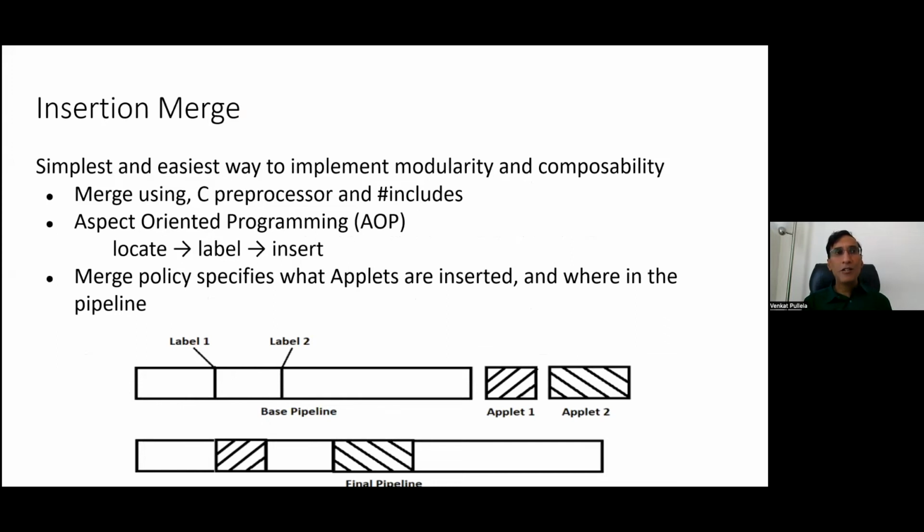So this is the simplest, this is pictorially showing the insertion merge we talked about. You have a base pipeline, there are a bunch of labels, and only a certain number of labels are exposed. The rest of it is not exposed to maintain semantics, a unified semantics that you don't want to mess with. And if you have applets, you will insert, you are on your own. Hopefully, you know why you are inserting, where you are inserting, and it is specified either in the documentation or somewhere. So this is a simpler way of handling composability.